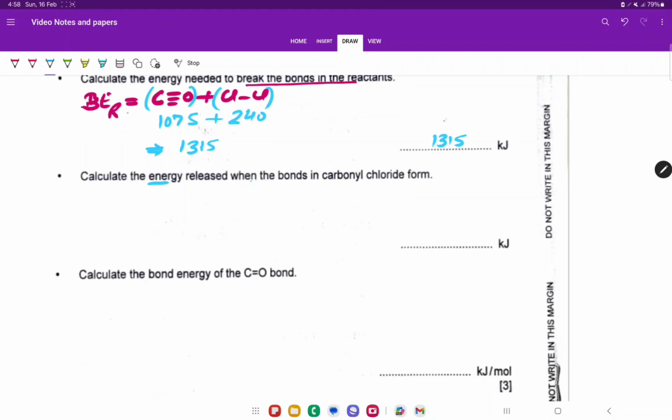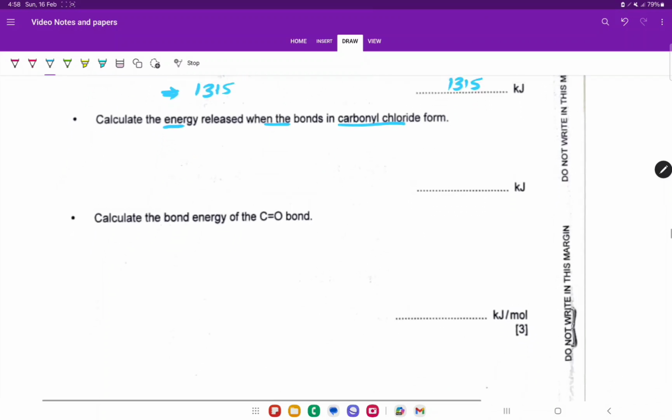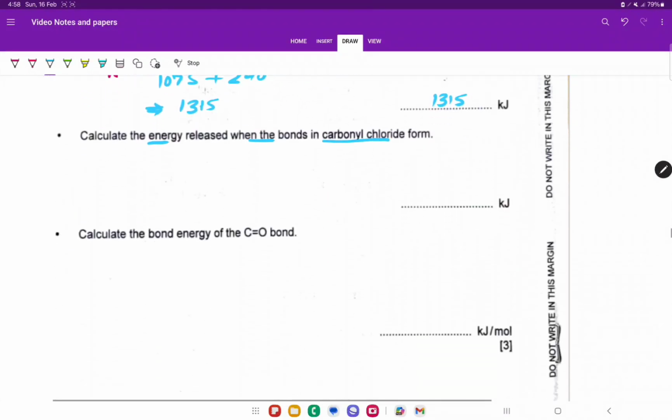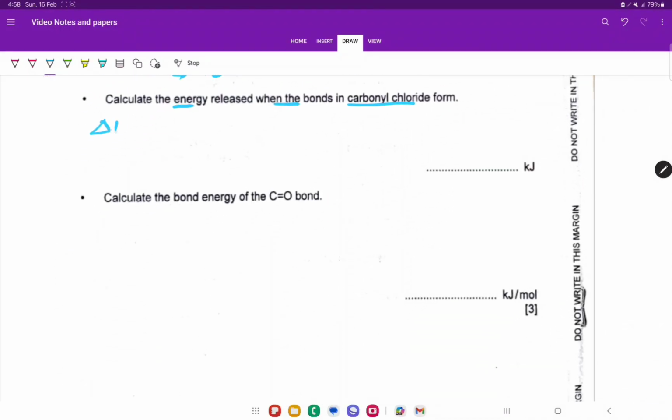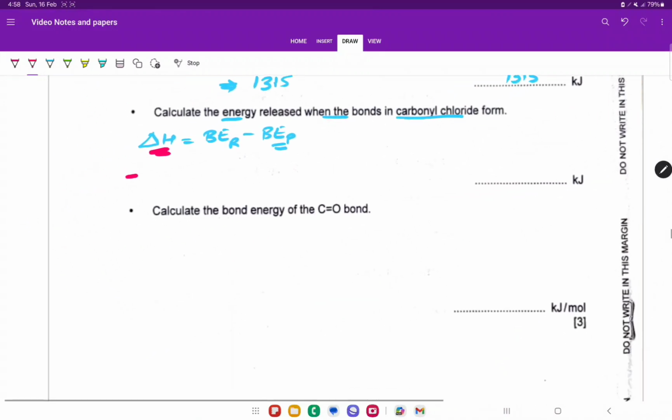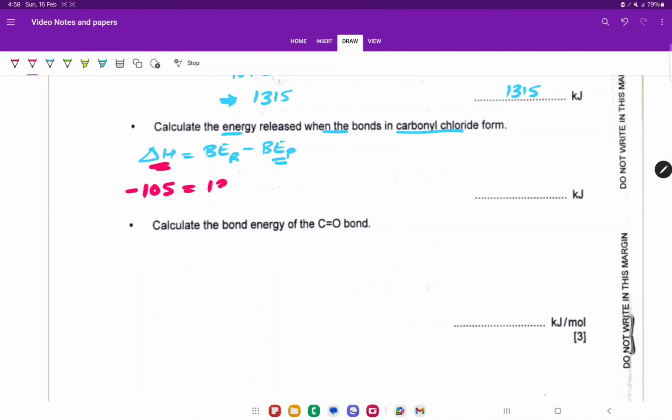Now calculate the energy released when the bonds in carbonyl chloride are formed. That is, we have to find the bond energy of the product. We don't have the bond energy of C double bond O, so we find it with the help of this formula: delta H equals bonds broken, that is the bond energy of reactants, minus bonds formed, which is the bond energy of my products. Delta H of the reaction is minus 105. Minus 105 equals the bond energy of reactants, 1315, which we have calculated, minus the bond energy of products.